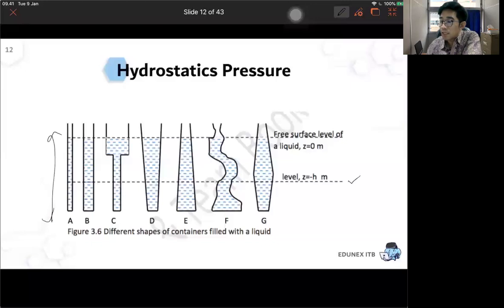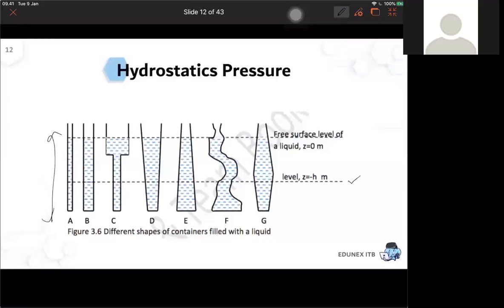Jadi ketinggian, bentuk kontainernya beda-beda. Anda isi dengan air, sama-sama air semuanya, sampai ketinggian dari masing-masing kontainer sama. Volume di masing-masing kontainer, is it the same or different? It depends.